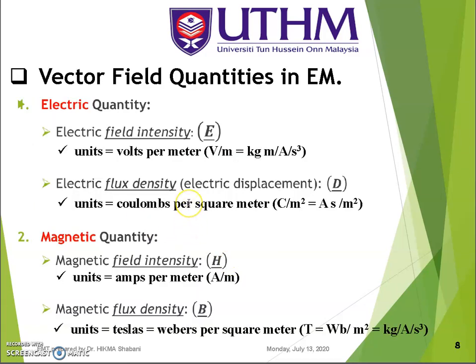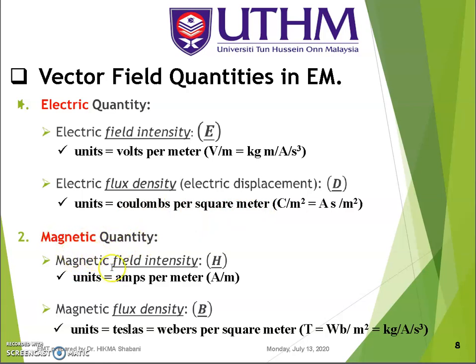So vector field quantities here in electromagnetics, we have what is called the electric quantity and the magnetic quantity. In the electric quantity, we have what is called electric field intensity, which is defined as E, the capital E. The unit of it is volts per meter, with electric flux density represented by a capital letter D. The unit will be coulombs per square meter.